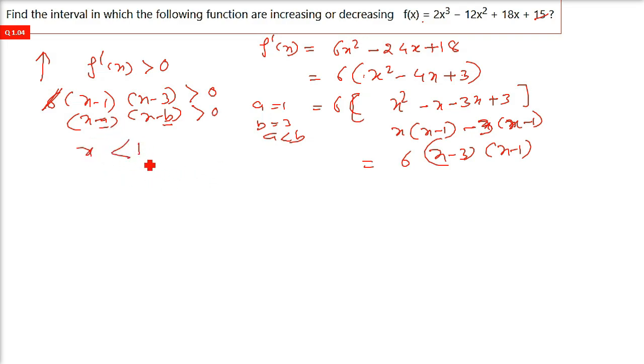So you will directly write this. It should be x less than 1 or x greater than 3. This is the straightforward solution. Now coming to the number line here. So we have less than 1 and greater than 3. So this is 1, this is 3.